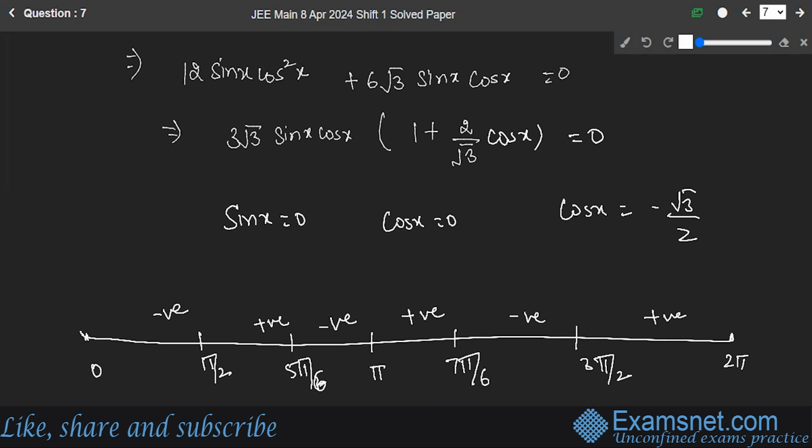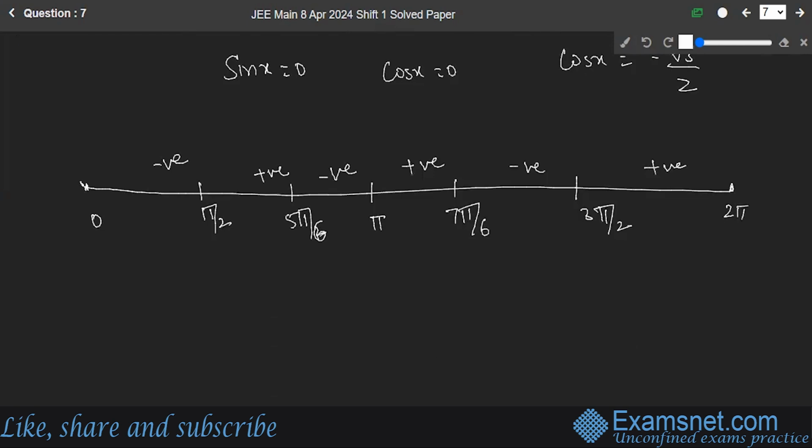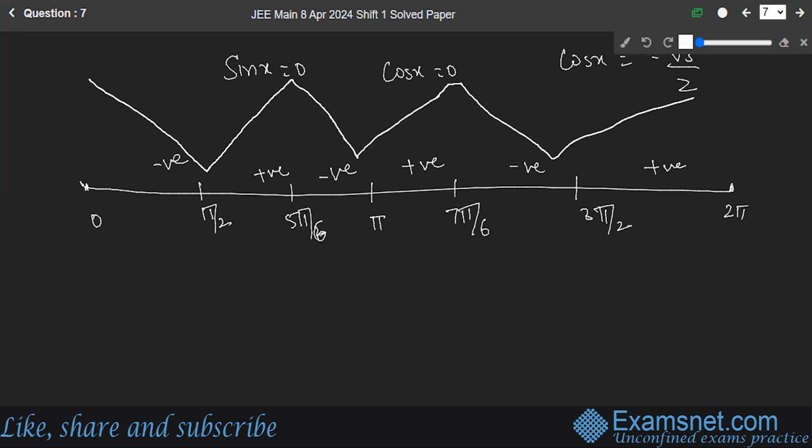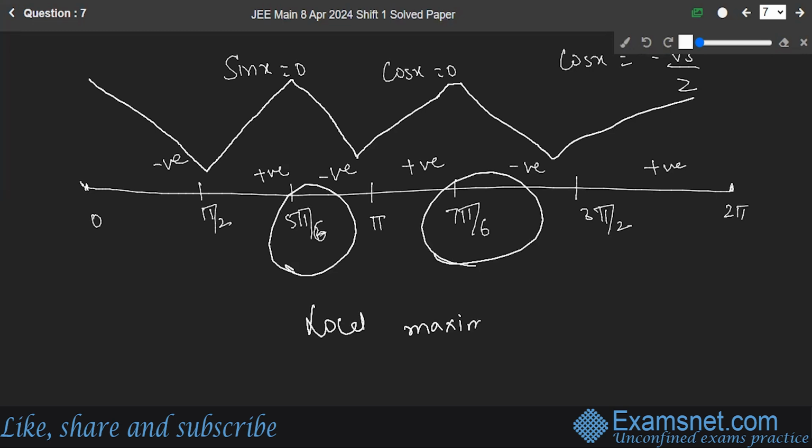See, over here, it looks something like this. Wait. So it will go from here, it will go positive, then a negative, positive, and negative and positive, something like this. Okay, so these are the 2 points of local minima, 5π by 6 and 7π by 6. Hope you got that. Let's move to the next question.